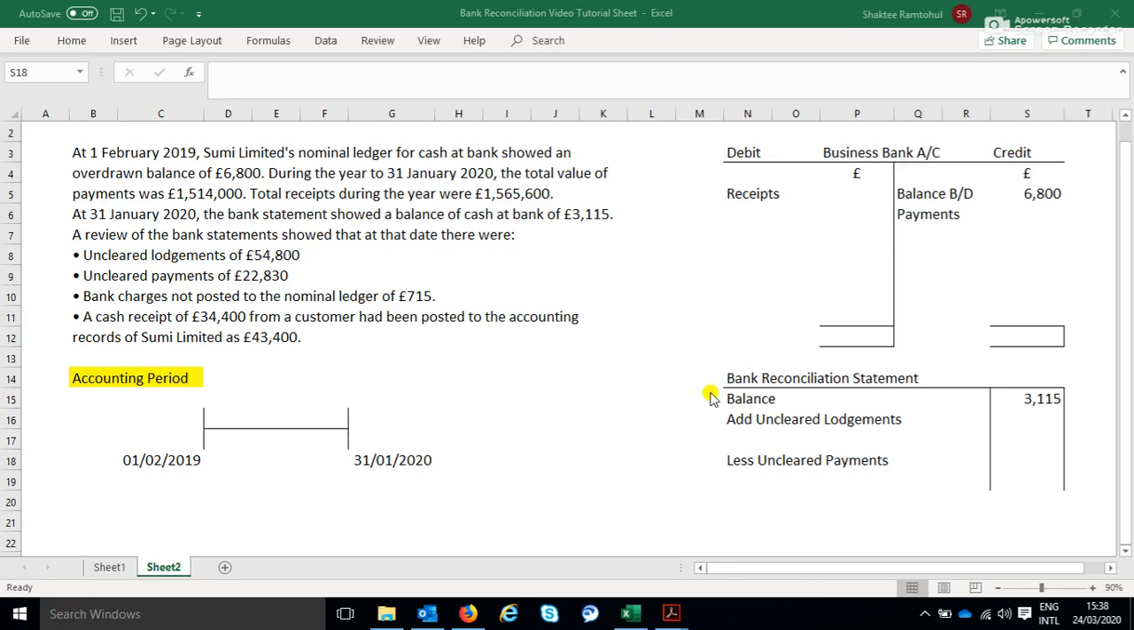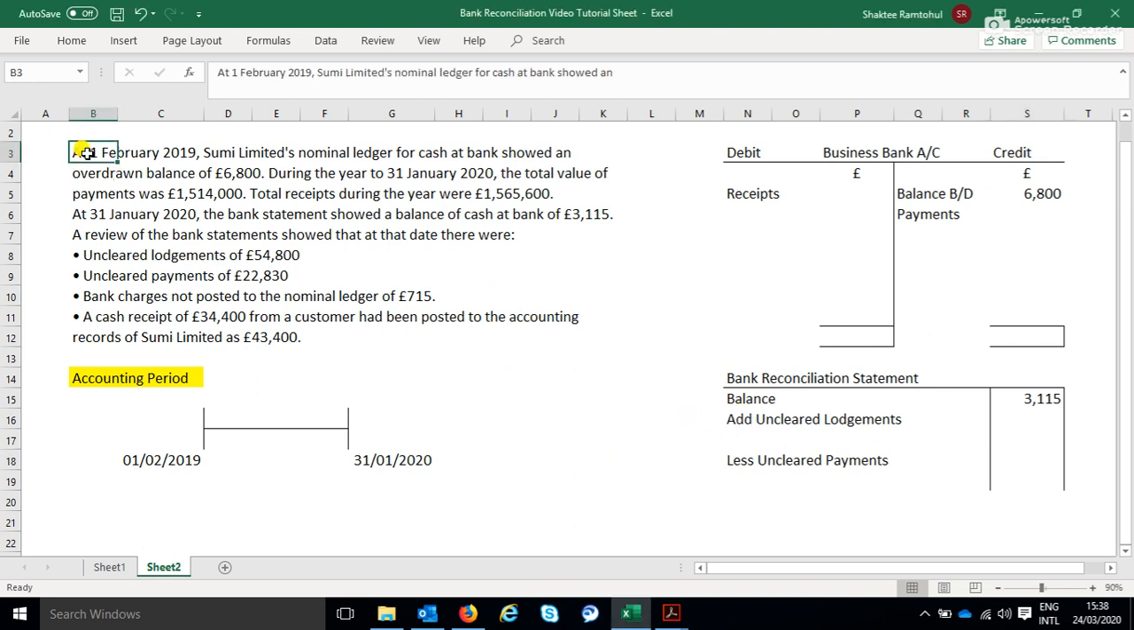Hello everyone, this is lecture 3 in the bank reconciliation series. Now what we will try to do in this lecture is reconcile the balance of the business bank account with that of our bank statement balance.